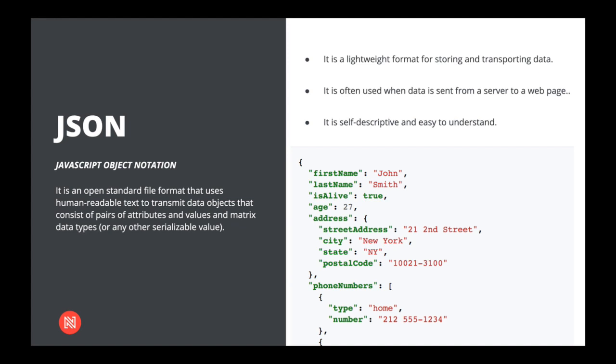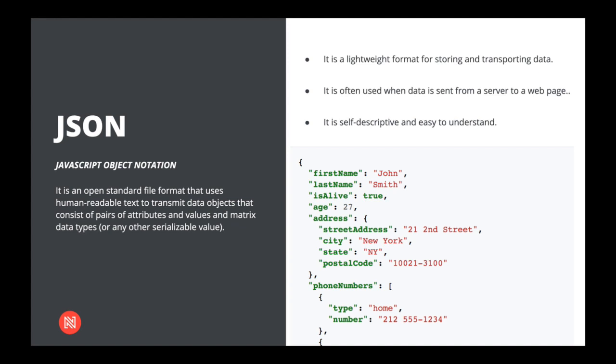JSON is a lightweight format for storing and transporting data. That's why it's used on the requests for APIs, for the requests sent to the servers. It is often used when data is sent from a server to a web page. It is self-descriptive and easy to understand. That is one of the biggest advantages of using JSON, since it is really easy to read for humans, not just for computers.